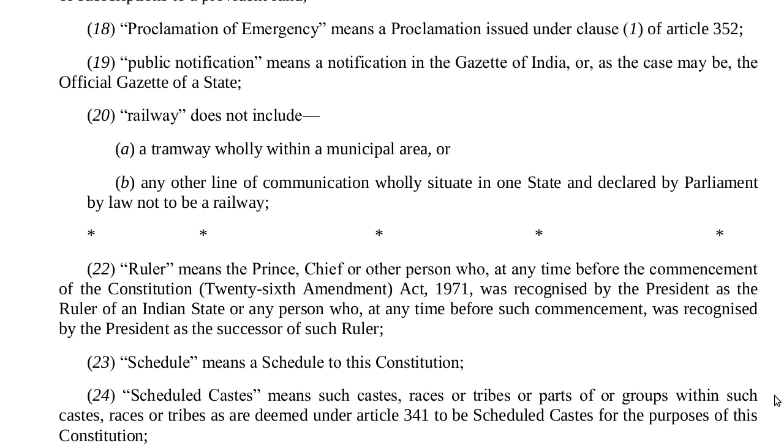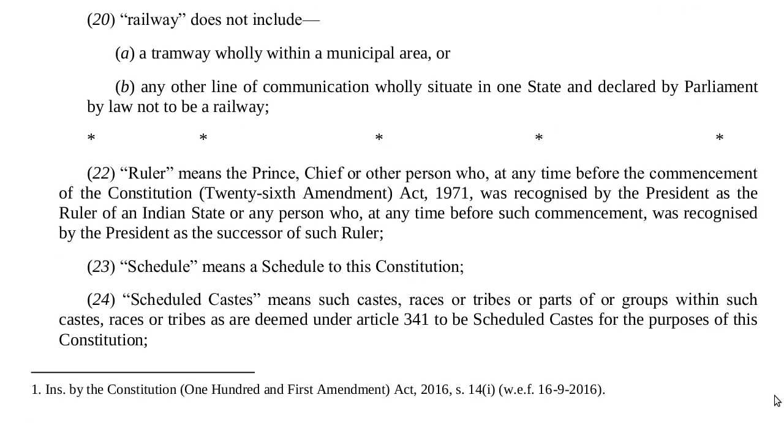20. Railway does not include a. a tramway wholly within a municipal area, or b. any other line of communication wholly situated in one state and declared by Parliament by law not to be a railway.